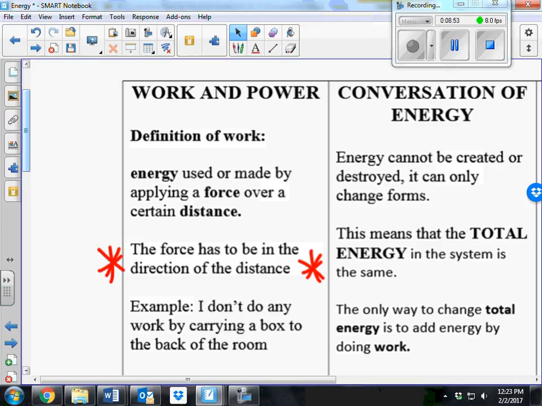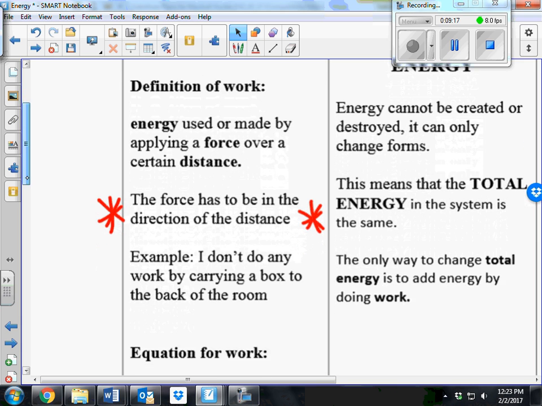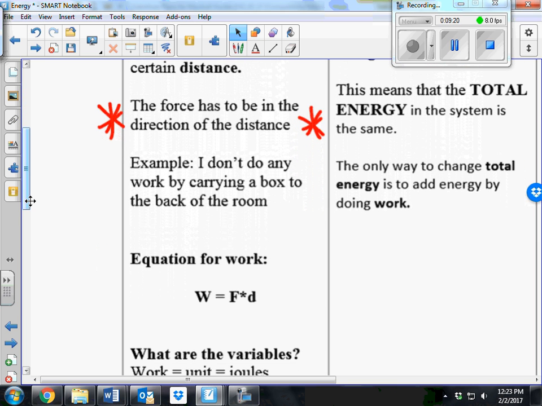For example, if I'm lifting a book, I'm lifting against the force due to gravity. But if I'm carrying a book across the room, the direction of my distance, which would be straight forward or on the x-plane, is not in the same direction as my force, which would be on the y-plane. So therefore, according to physics, I'm doing 0 joules of work when I carry something. However, that's not the case if I were to push that book across the table, because the force of my push is in the direction of the distance, so it would be doing work.